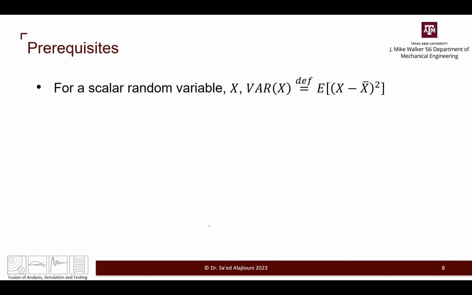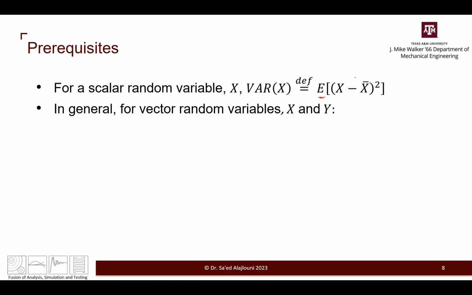Okay, this is something that you probably know, but now we're using the expectation operator. The variance of some scalar random variable is nothing but the expected value of x minus x bar, and here x bar is the expected value of x, squared. It's the mean squared. So that's the variance.